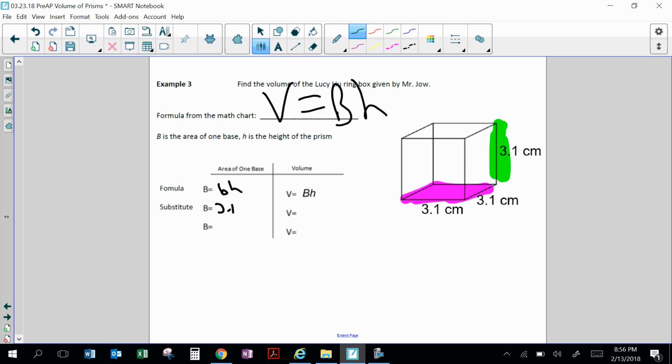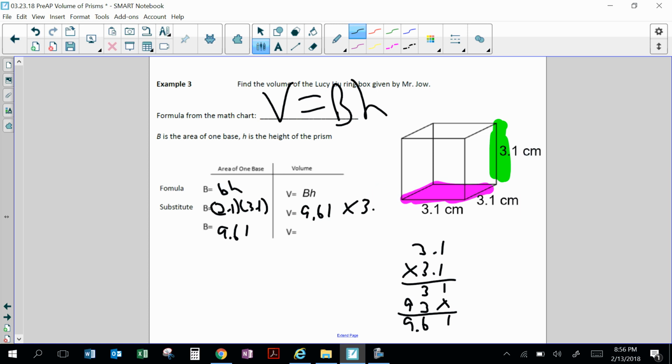So 3.1, substitute in 3.1. 3.1 times 3.1, that's 3.1 squared. 1 times 1 is 1, 1 times 3 is 3. 3 times 1 is 3, 3 times 3 is 9. 1, 6, 9. This is tenths place, this is hundredths place, so it's 9.61. So the area of this one base is 9.61 times the height of it, which is 3.1.